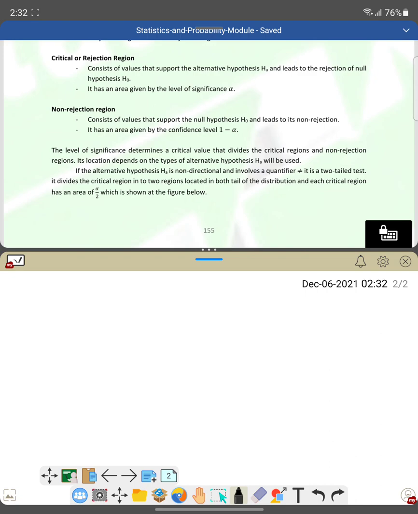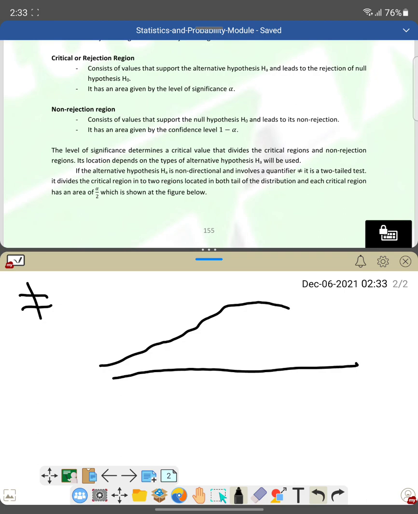The level of significance determines the critical value. If the alternative hypothesis is non-directional, meaning it is determined by the not equal sign, and involves a quantifier, that is not equal to, it is a two-tailed test. If we are going to illustrate a two-tailed test, we will use the normal distribution.